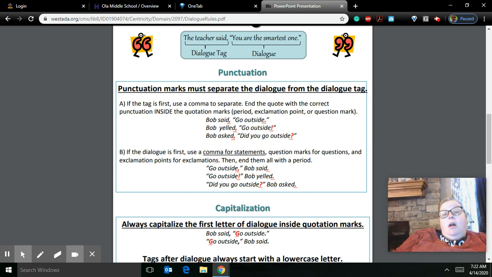Now, if the dialogue comes first, you have three options. Inside quotation marks, if it comes first, followed by the tag, they end with a comma. So notice, quotation mark, go outside, comma, quotation mark, Bob said, period. Notice we don't put a period inside the quotation mark if we are following it with whoever said it. If we're following it with a tag, we put a comma. Unless it ends in an exclamation point or a question mark, then you put the exclamation point or the question mark inside the quotation, but then you still follow with Bob yelled, period, or Bob asked, period.